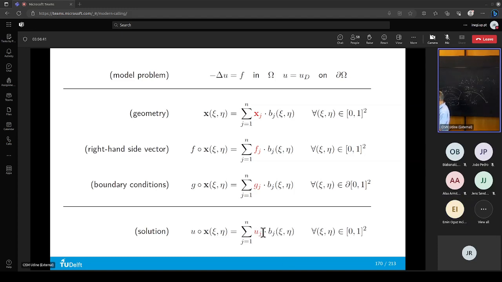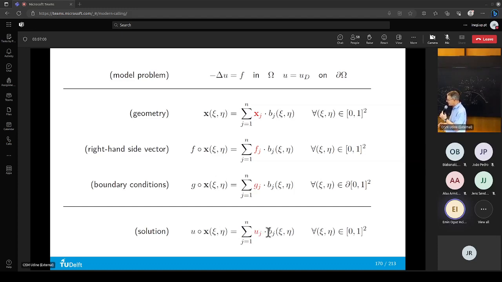Like in FEM. In FEM, you're also not asking for solution values. You ask for control points or solution coefficients, and then you can reconstruct your solution at any point in between, by just throwing in the right psi eta values and evaluating this.